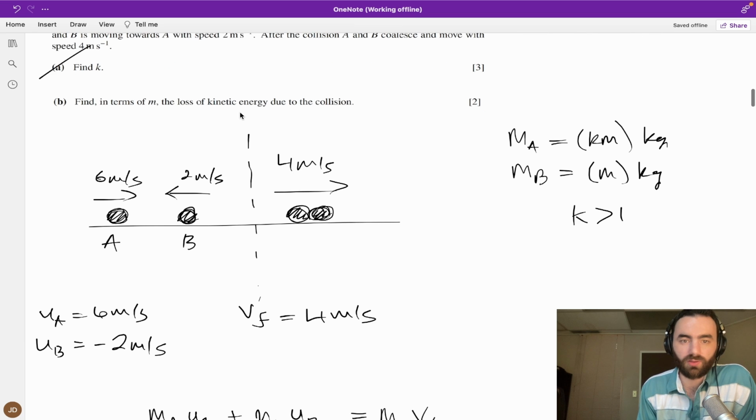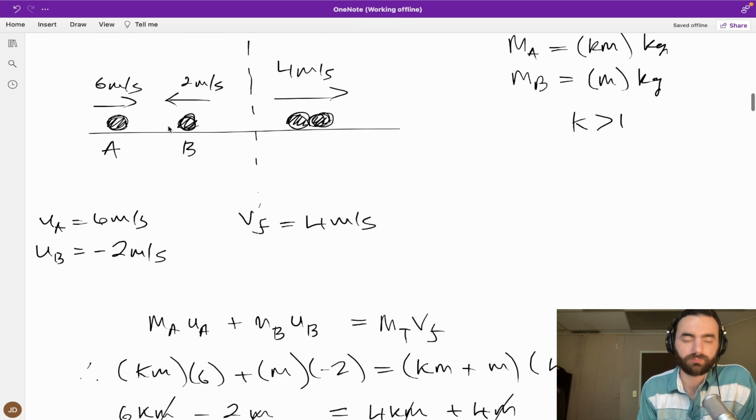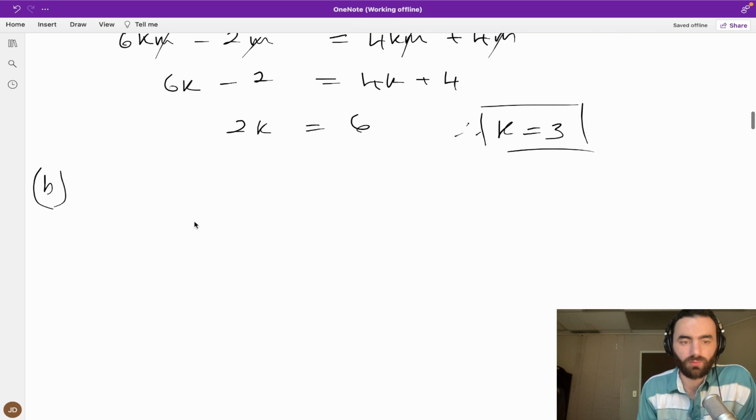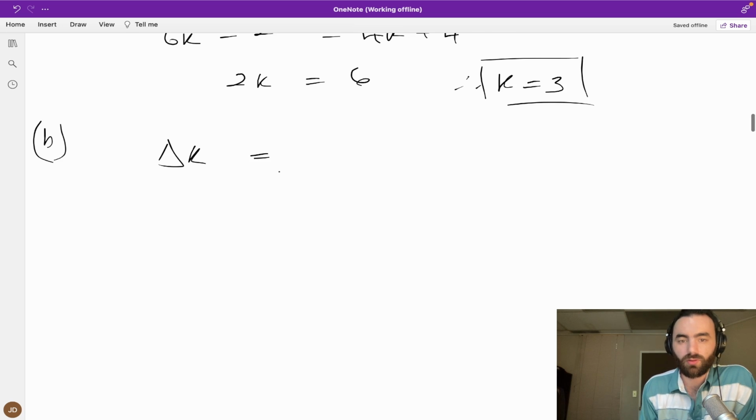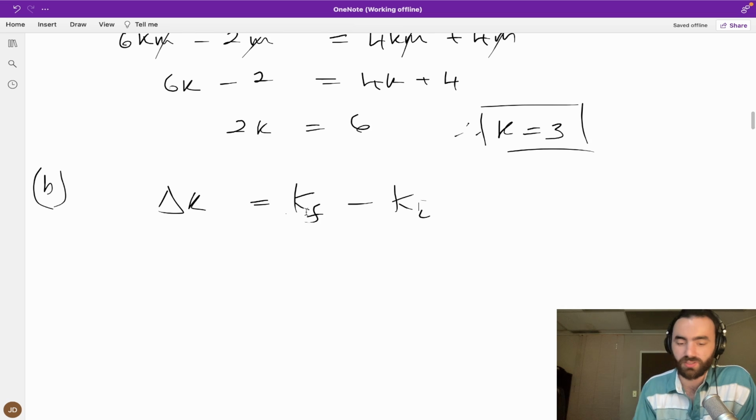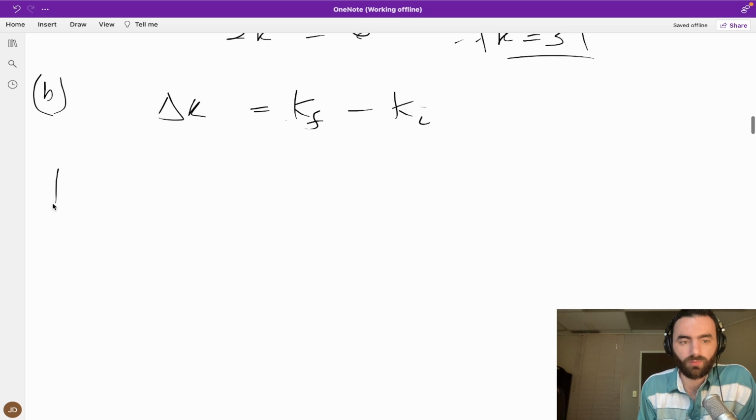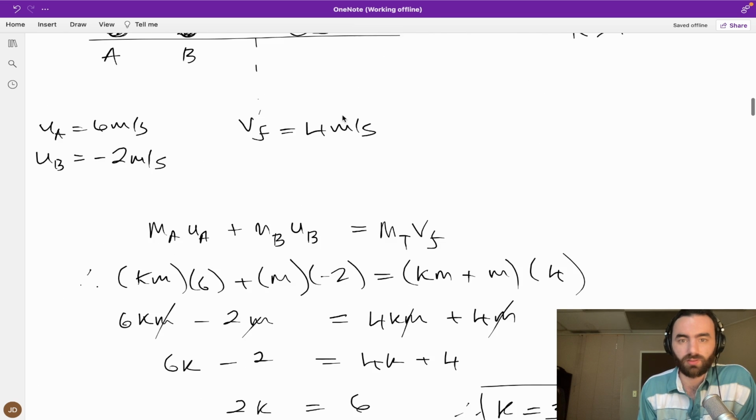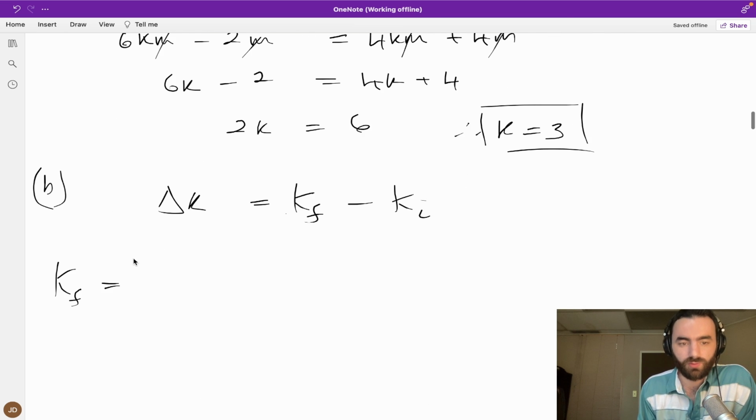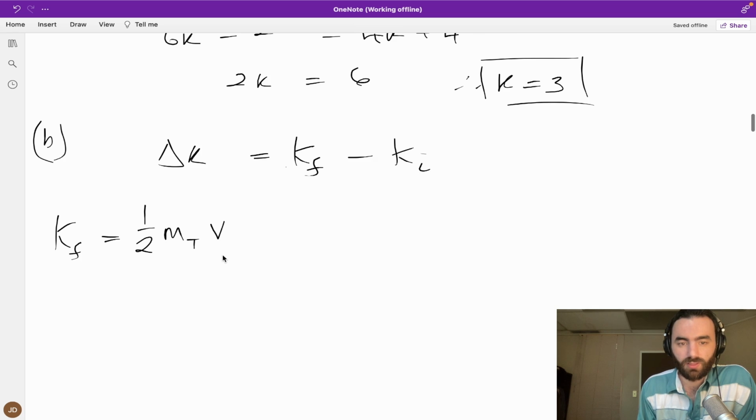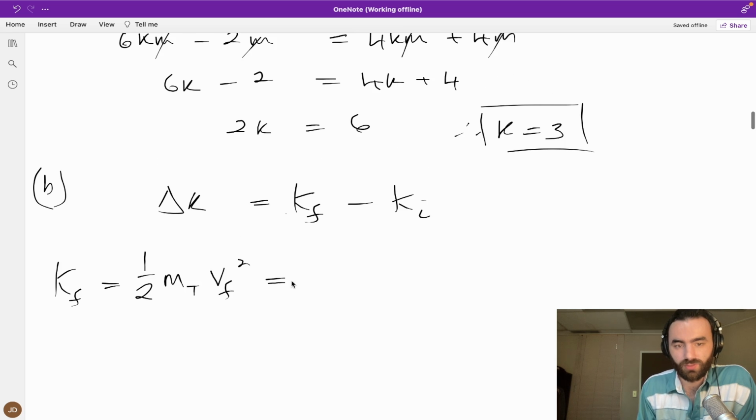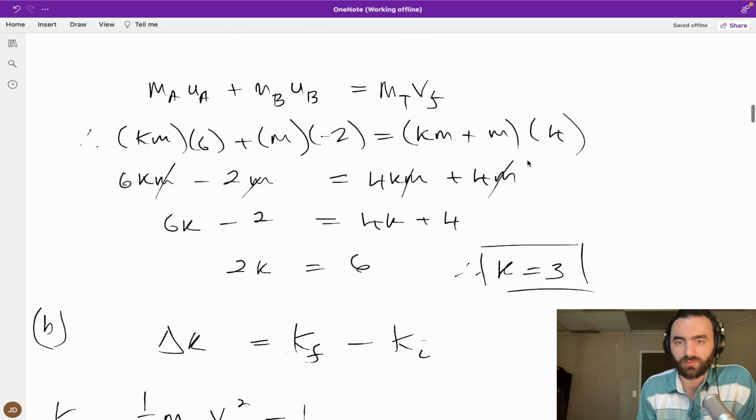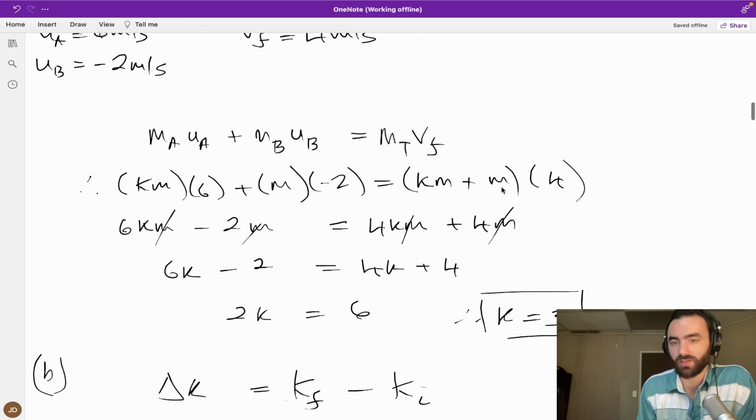Find in terms of m the loss of kinetic energy. They ask this a lot. You know that the change in kinetic energy from before to after the collision will simply be the final kinetic energy minus the initial kinetic energy. If we find the change in kinetic energy, we can find the loss in kinetic energy. So what is the final kinetic energy? Well, that's just the kinetic energy of this final object, which is a half the total mass times V final squared, which equals a half. Now k is 3, so our total mass will just be 3m plus m, which is 4m.